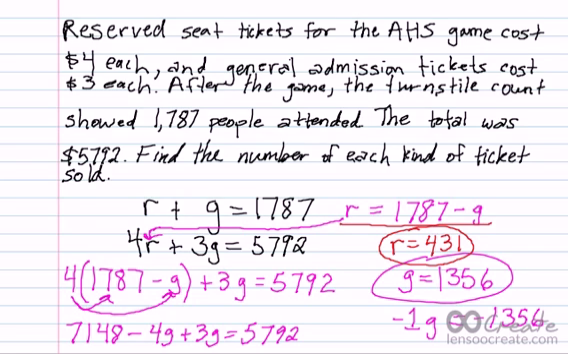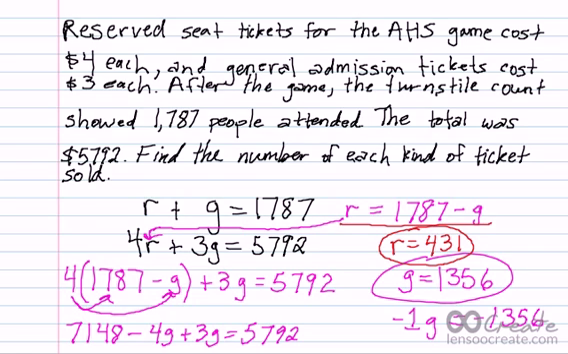Before I say that's the final answer, I'm going to go ahead and check this one to make sure. We know that the total number of people is 1,787. So in my calculator, I'm going to type 431 plus 1,356, and that should give me 1787, and it does. So we checked the first equation. Now we're going to check the second equation.